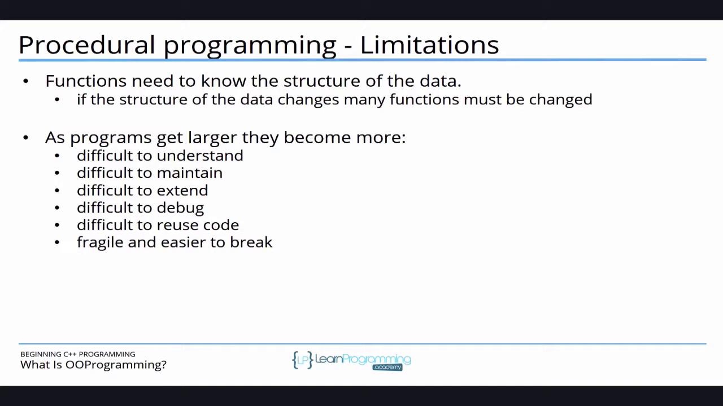Finally, the code becomes more fragile and easier to break. That means that when we add new functionality or fix a bug, the chances of introducing another bug is high. This happens more often than you would think, and it happens more in large procedural programs than it happens in large object-oriented programs. Okay, so now let's talk about some of the principal features of object-oriented programming.